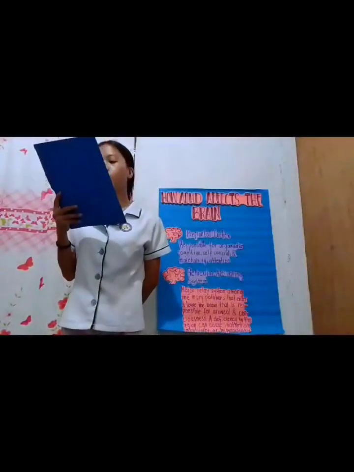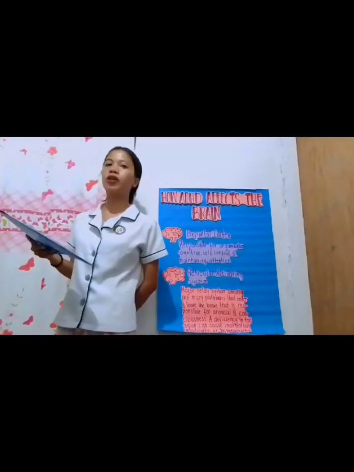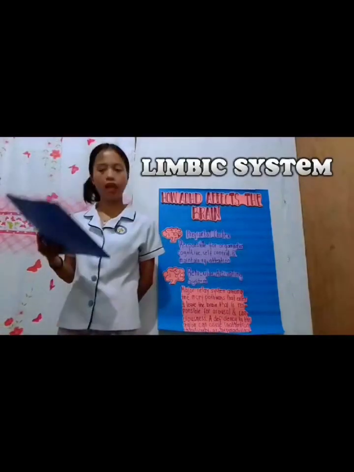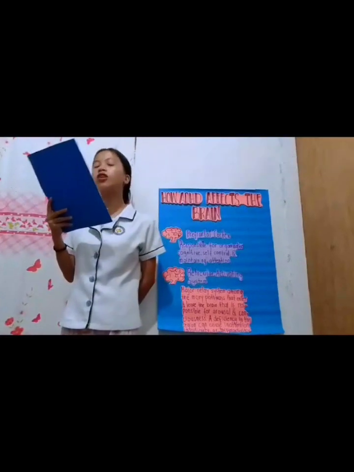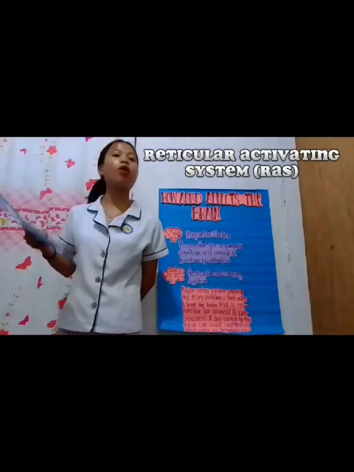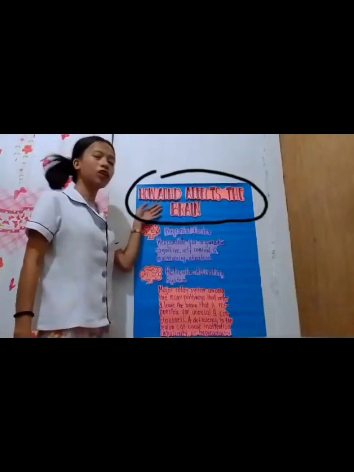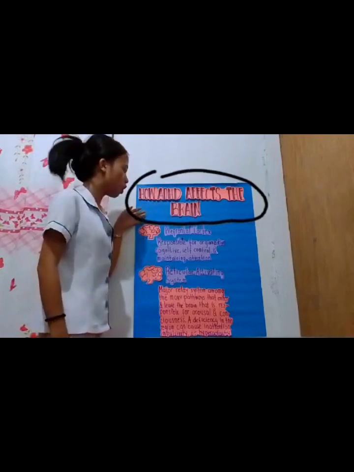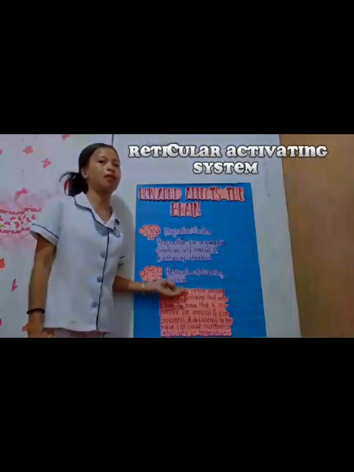ADHD typically involves a deficit of neural activity in four specific sections of the brain. They are the limbic system, basal ganglia, frontal cortex, and reticular activating system or RAS. Of the four specific sections of the brain that I told you earlier, I will explain how ADHD affects the brain in the section of the prefrontal cortex and reticular activating system.